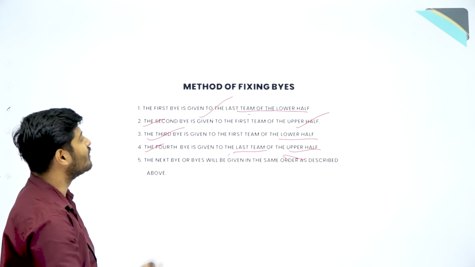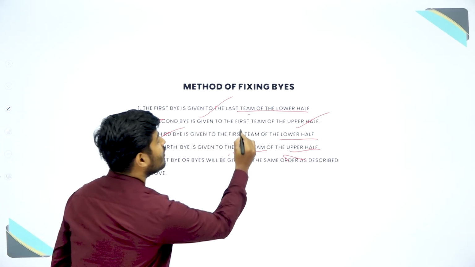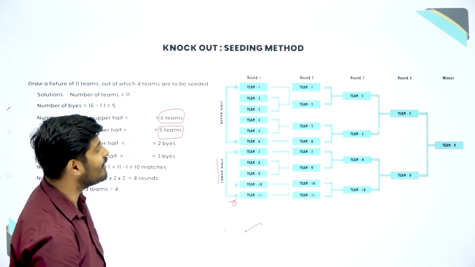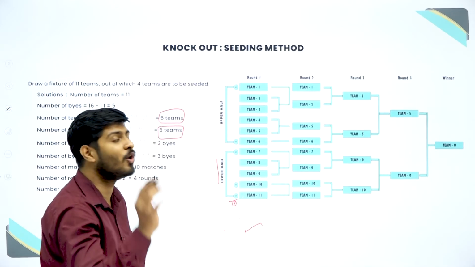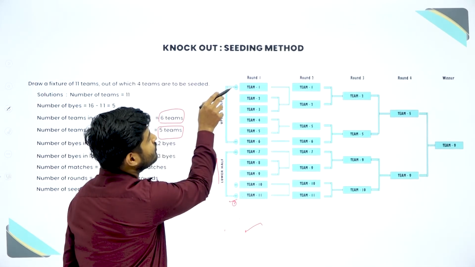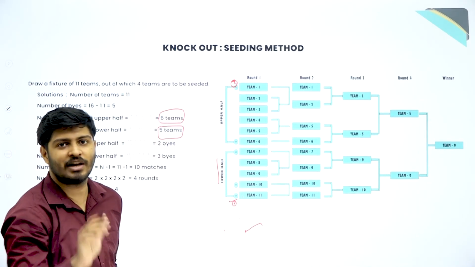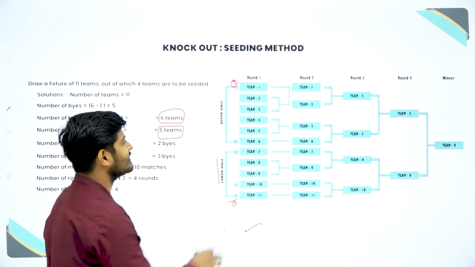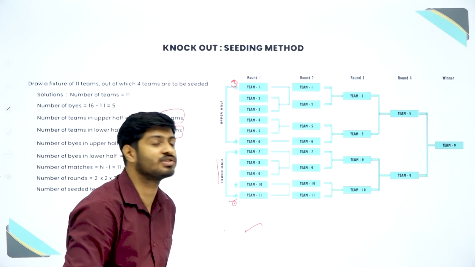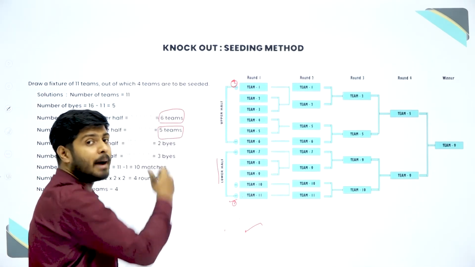Now moving on to the next rule. The second bye is given to the first team of the upper half. So you can see the second bye is given to the first team in the upper half. Can you see that? I hope you are understanding this, and I hope you are following the rule along with which I asked you to write. So the second bye will be given to the first team in the upper half.